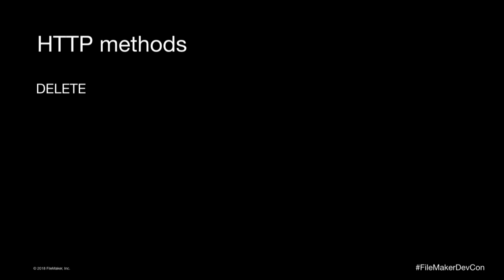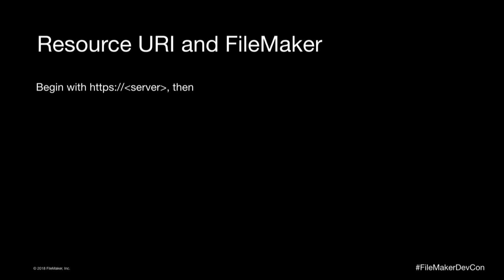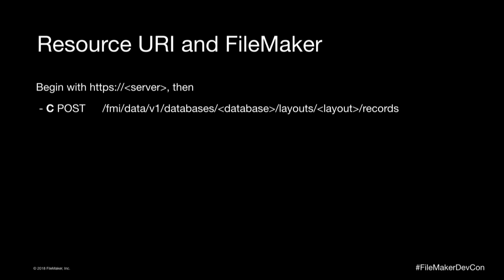The last one is the simplest of them all, and that's DELETE. And it does exactly what it says on the tin. It takes away the thing that you are identifying. All of the URIs that are used with the Data API begin the same. HTTPS, and the S is important. You do need to be using SSL when you're using the RESTful API, and so basically you need the HTTPS. You put on your server, and then you add in parameters.